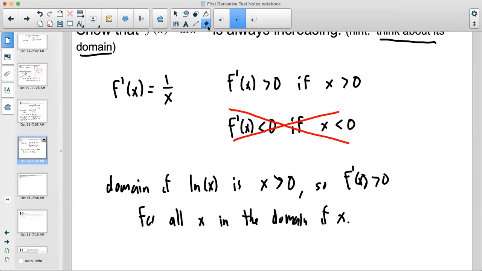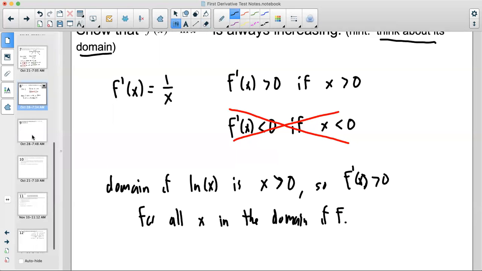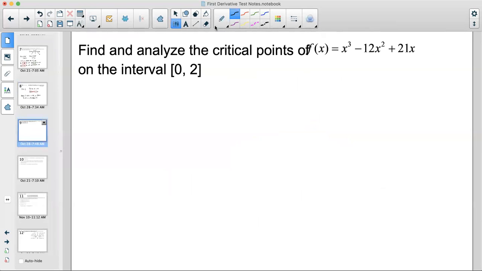Oop, I wrote of x, and that's wrong. All x in the domain of f. Cool. Find and analyze the critical points.